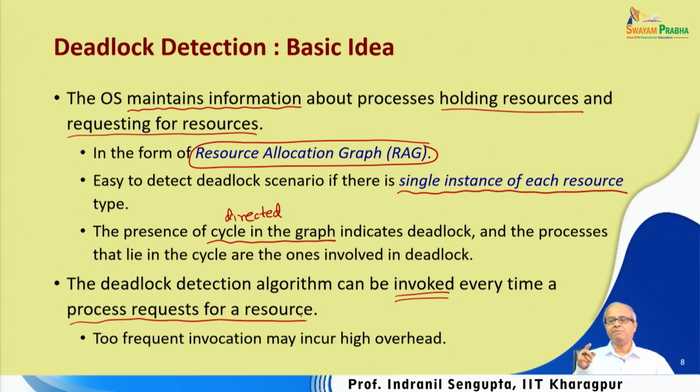This is fine, but if you call this function too often, your overhead will also increase. You will have to run this algorithm many times. So, too frequent invocation of the deadlock detection algorithm may result in relatively high overheads. So, we will have to strike a balance. You should not invoke this too frequently, you should invoke this whenever it is required.